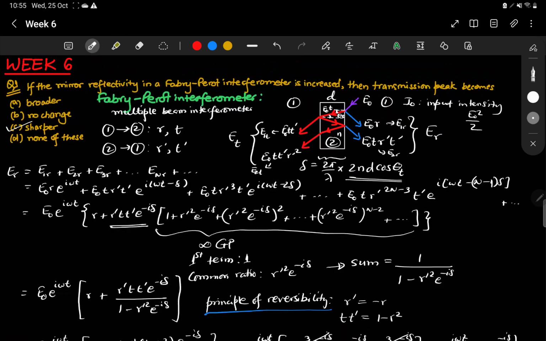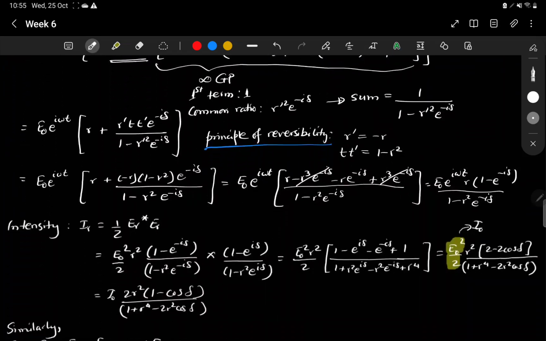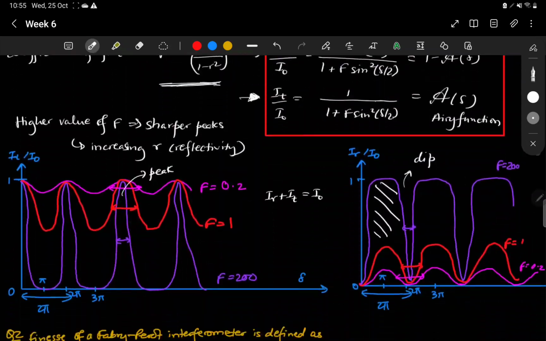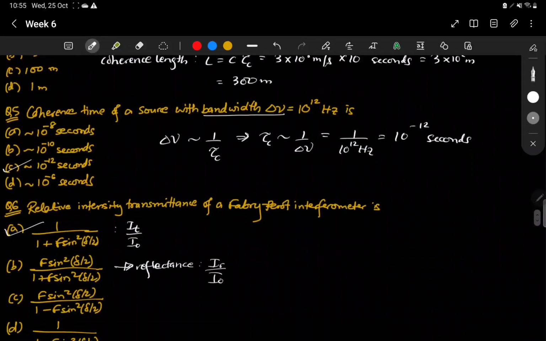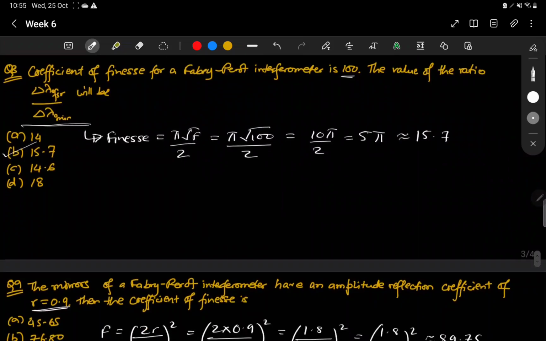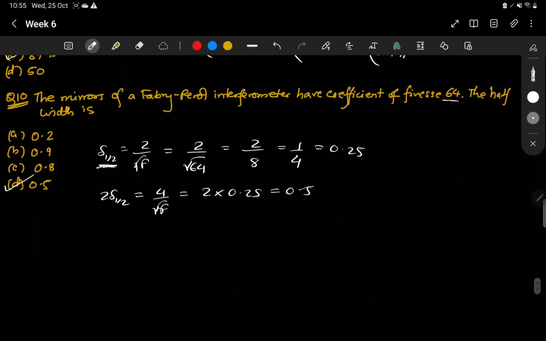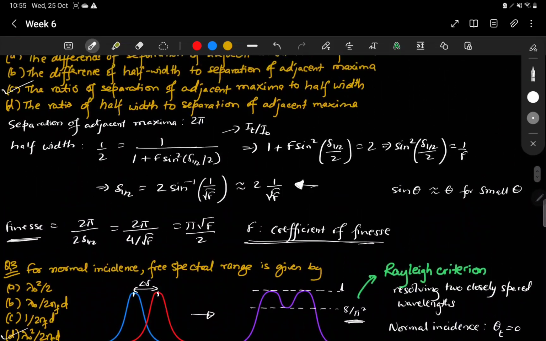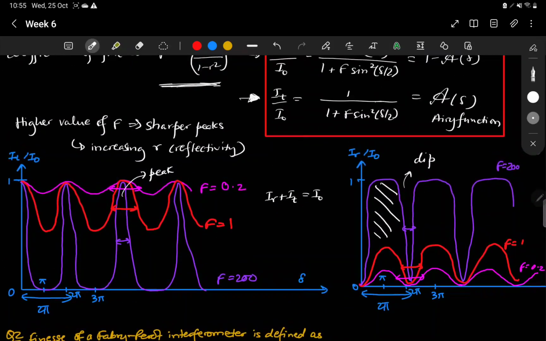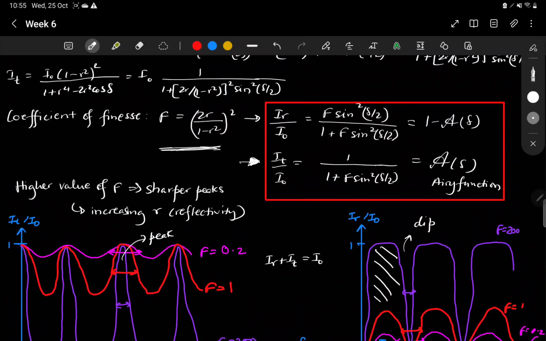This is week 6. In week 6, we studied the Fabry-Perot interferometer in quite some detail, and different terms and parameters related to the Fabry-Perot interferometer.